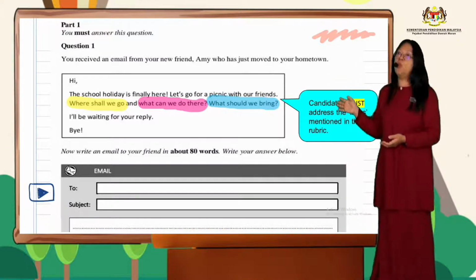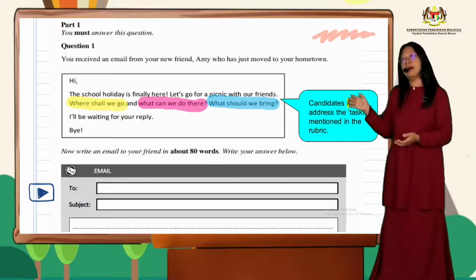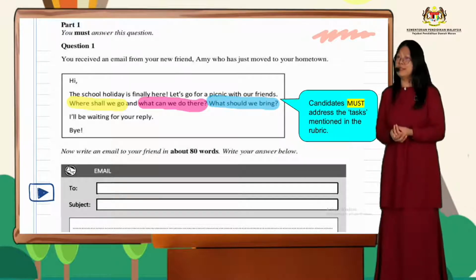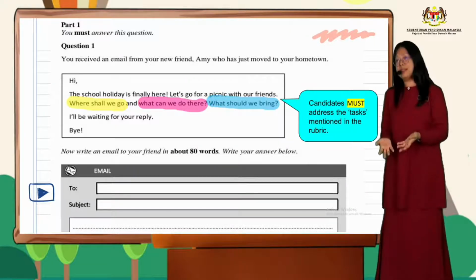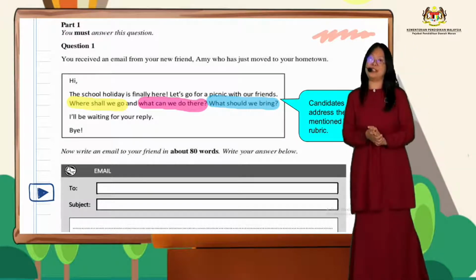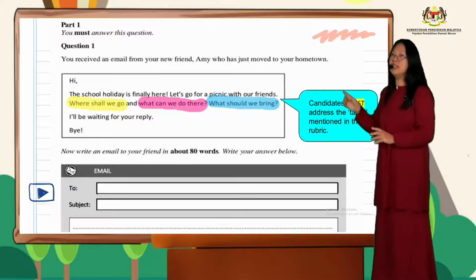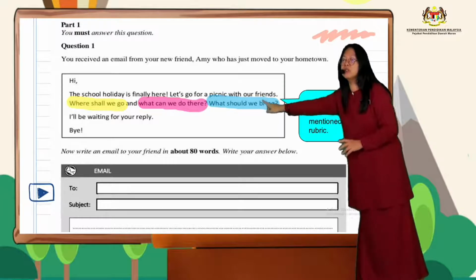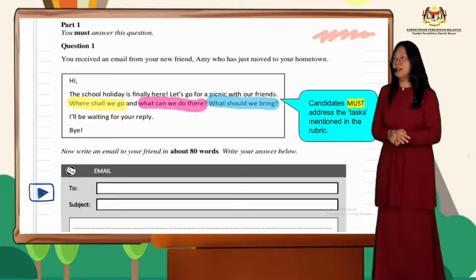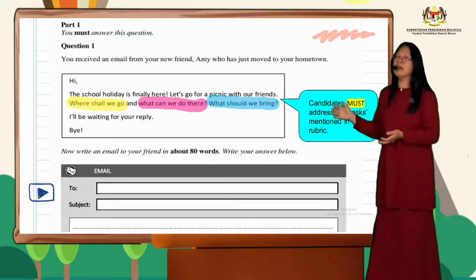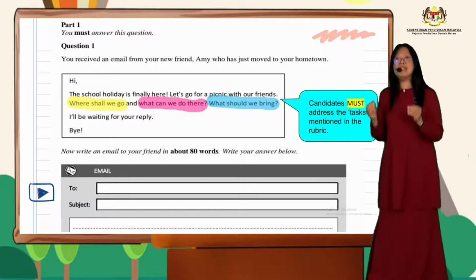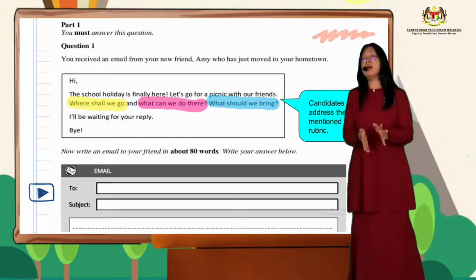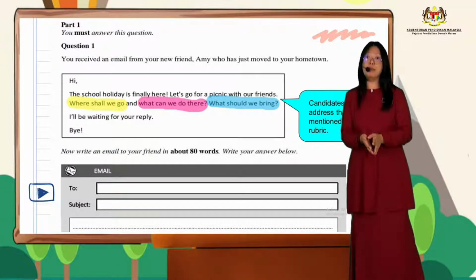This is part 1. For SPM, we want to test whether you can understand the question as it is. So here, as you can see, there are 1, 2, and 3 task requirements, and these 3 task requirements must be addressed in your answer. If you leave out any one of them, your mark for content will be low.